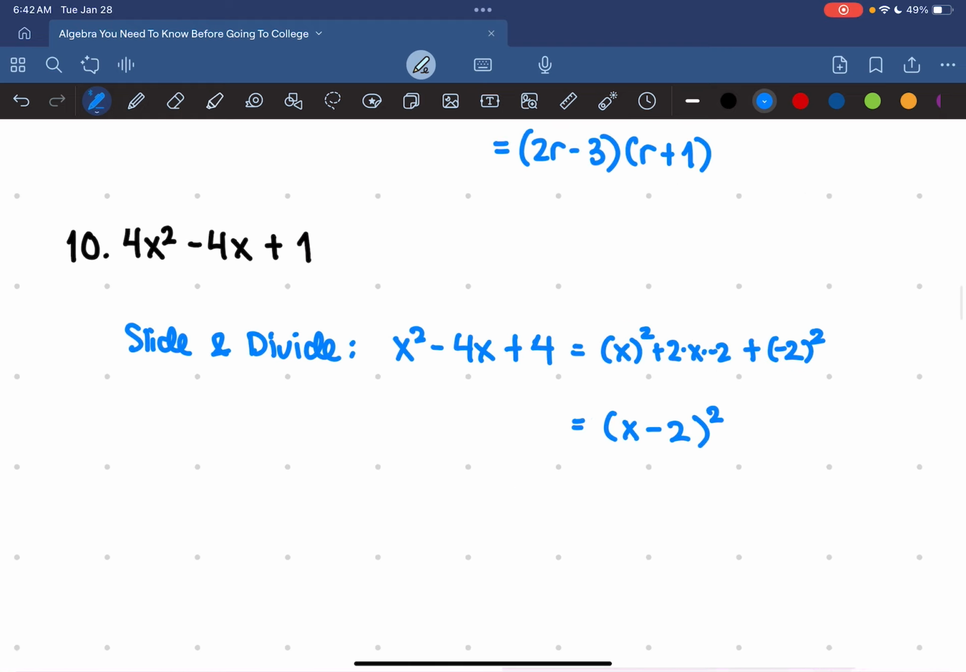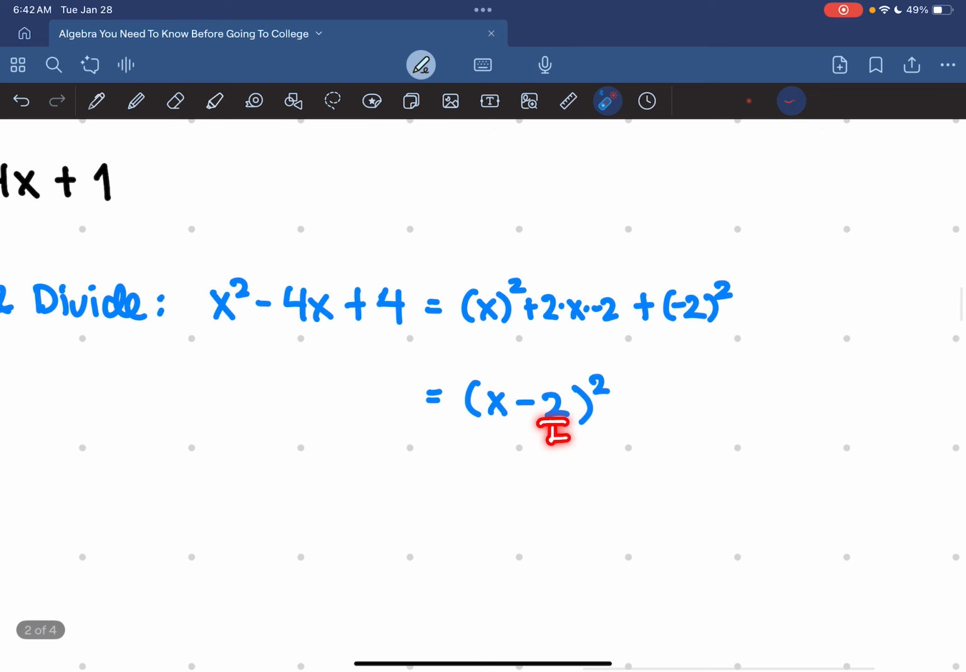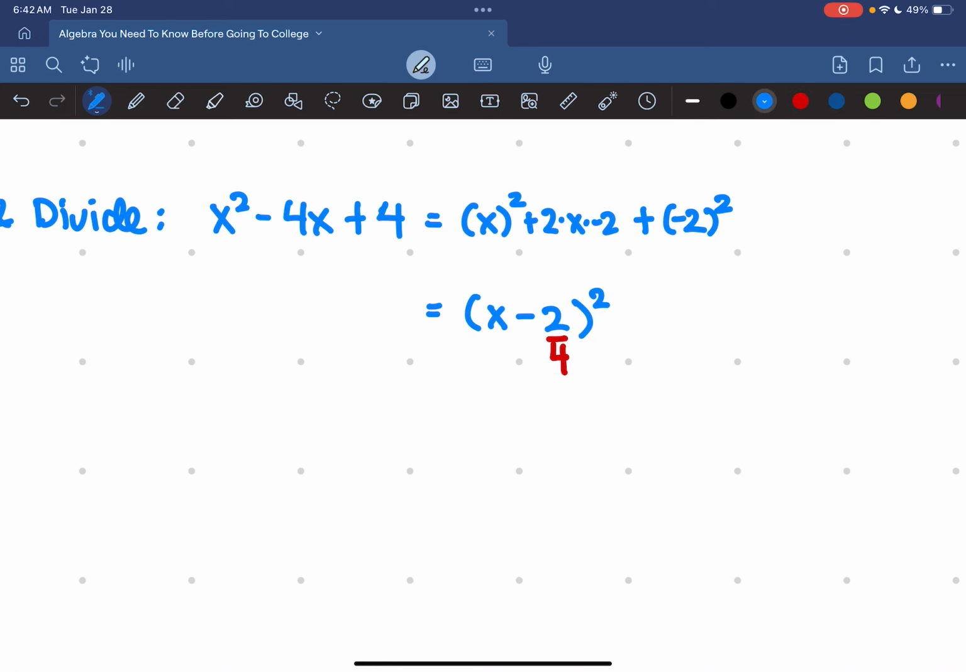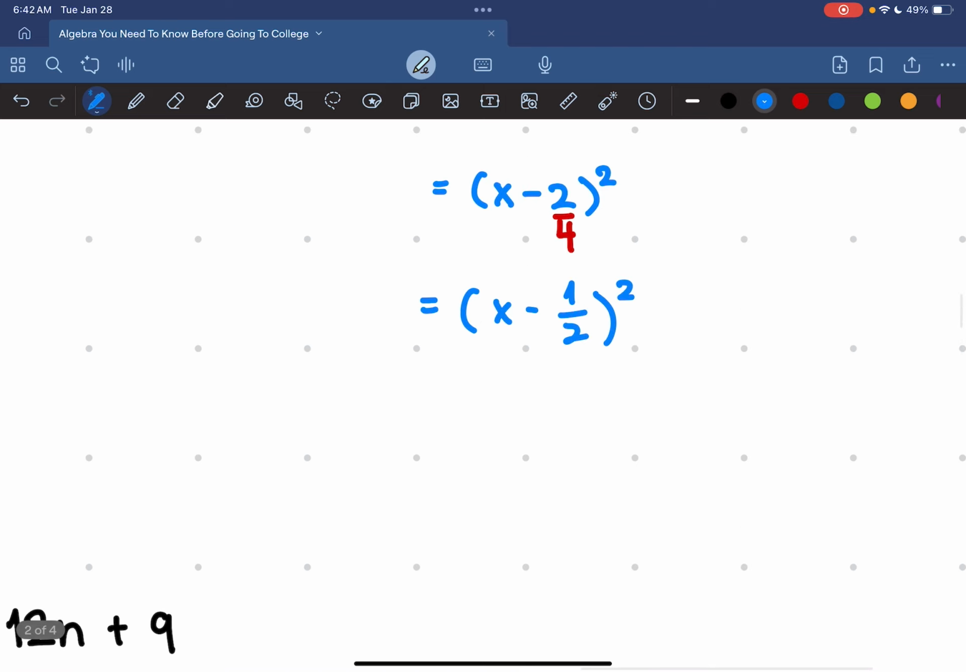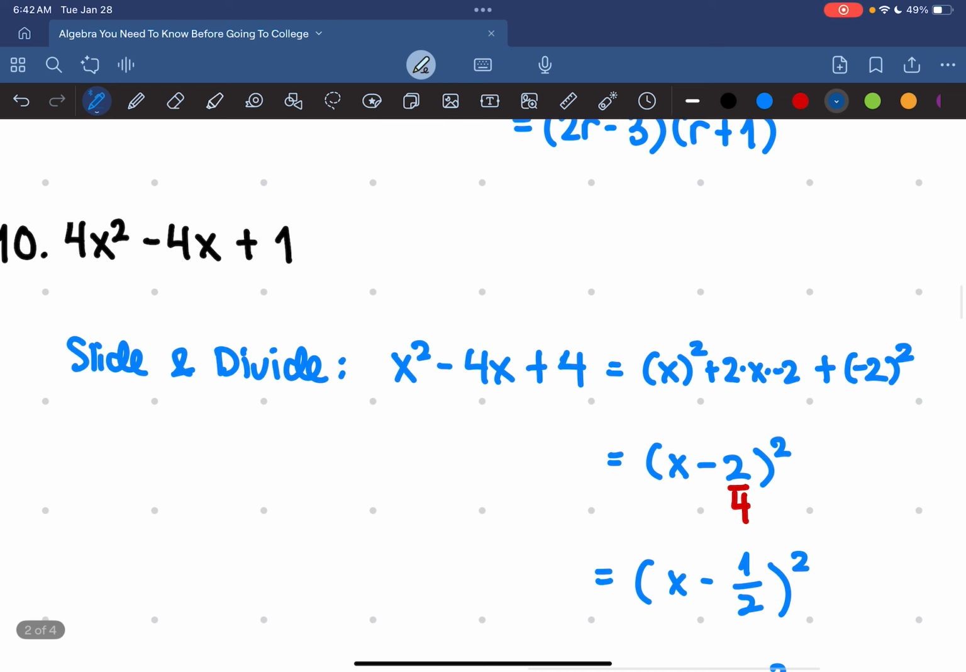Not really, since again we applied slide and divide method here. So we slide 4 there, we still need to divide 4 out here. So we have here divided by 4. And we'll be left with x minus 1/2 squared. But this one cannot be simplified anymore. The fraction cannot be simplified. So again, we slide this back here. And so we'll have 2x minus 1 squared. And that's basically the factored form of this one.